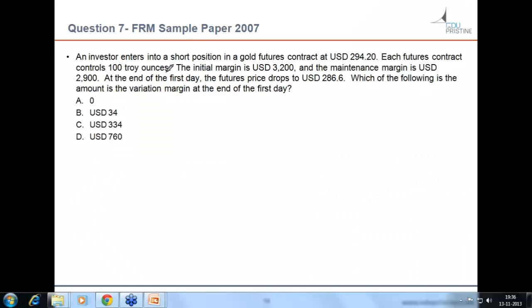Okay, so there is an investor who enters a short position in a gold futures contract at USD 295.2. Each futures contract controls 100 ounces. The initial margin is $3,200 and the maintenance margin is $2,900. At the end of the day, the futures price drops to 286.6. Which of the following amounts is the variation margin? So we have to calculate the variation margin. How do we do that?